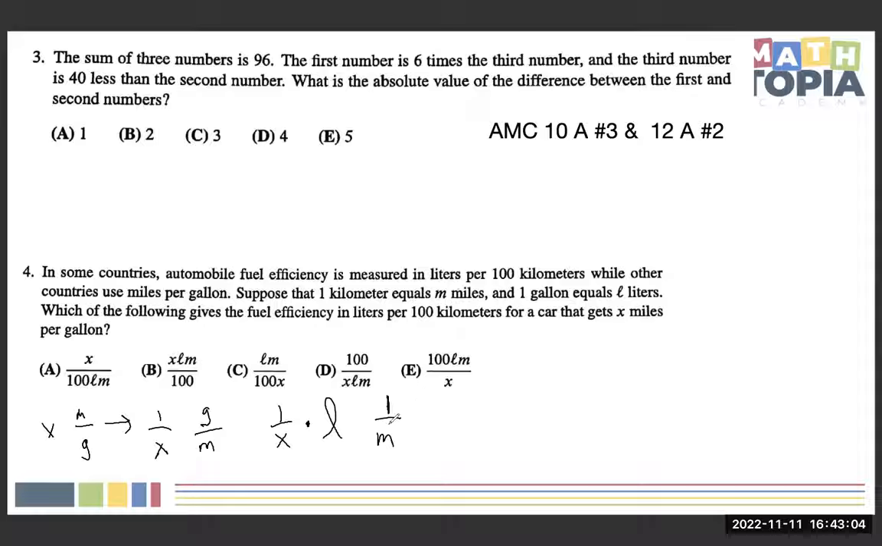And the thing is, we need to do the same thing for the miles. Well, 1 kilometer equals m miles, which means 1 mile is 1 over m kilometers. So basically down here, we need to multiply by 1 over m, but the thing is, it's in the denominator, right? So it's 1 over m. So this would actually cancel out and just give us this number being multiplied by m to give us lm over x, right?